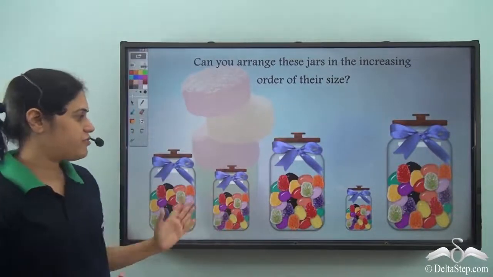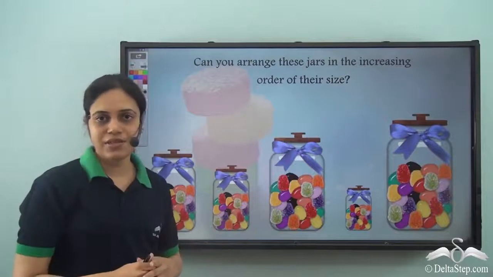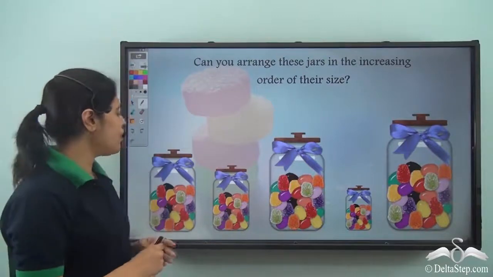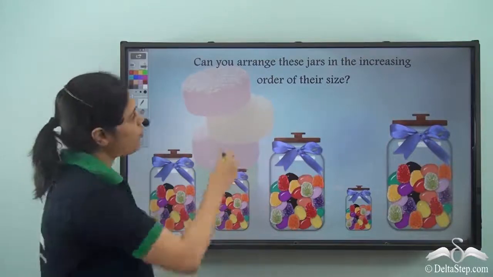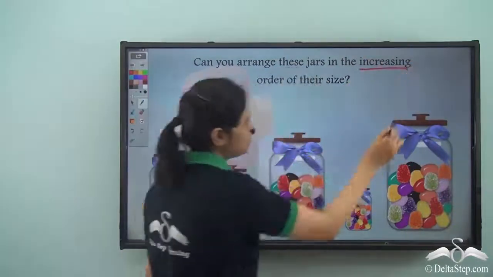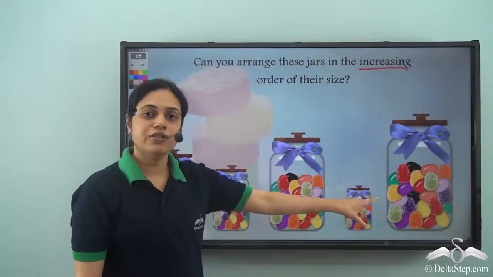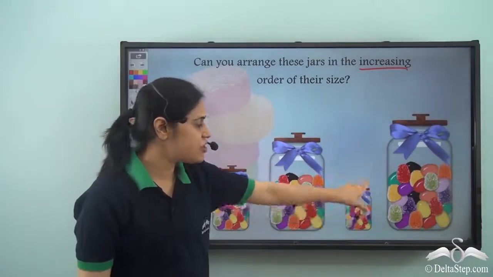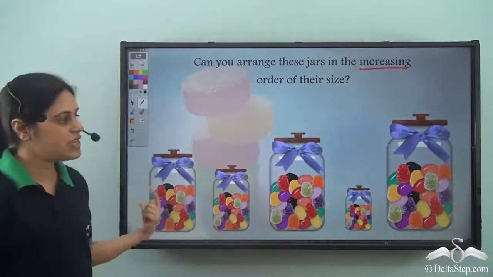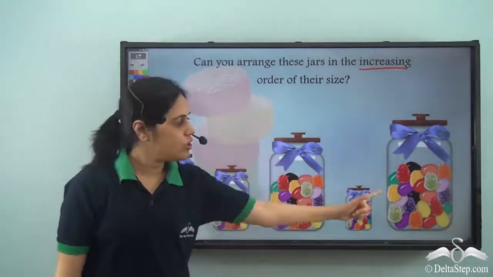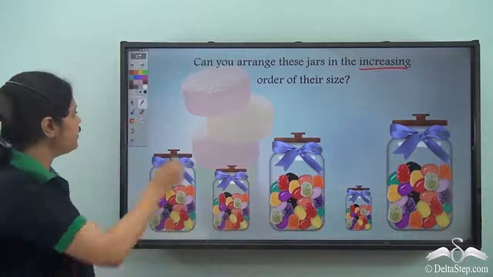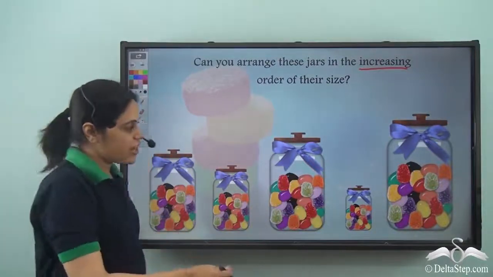So we have 5 jars of different sizes here, and we need to arrange them in increasing order of their size. Now, what do I mean by increasing order? By increasing order, I mean that the jar which is the smallest should come first, and the jar which is the tallest or the largest should be at the end. And let's try and do it.